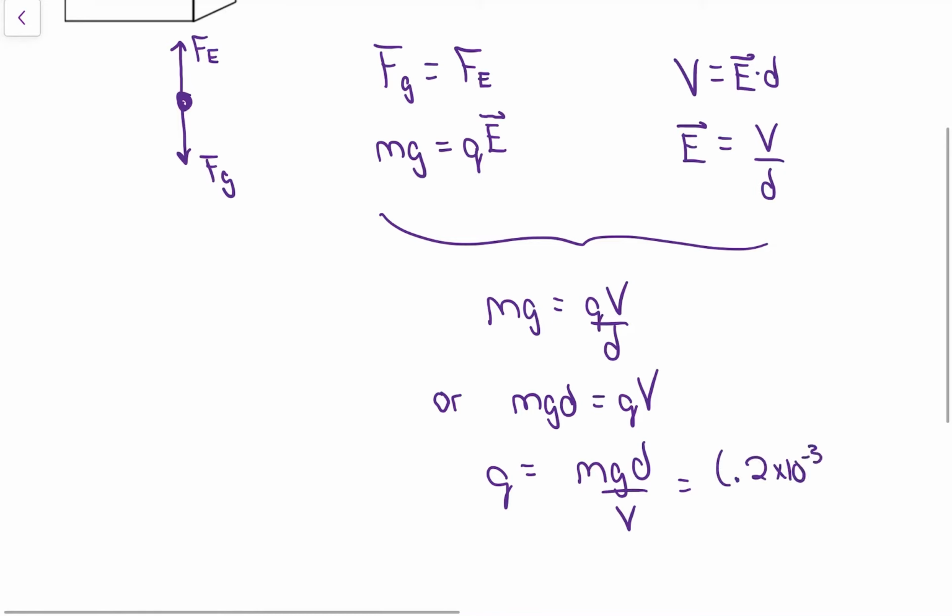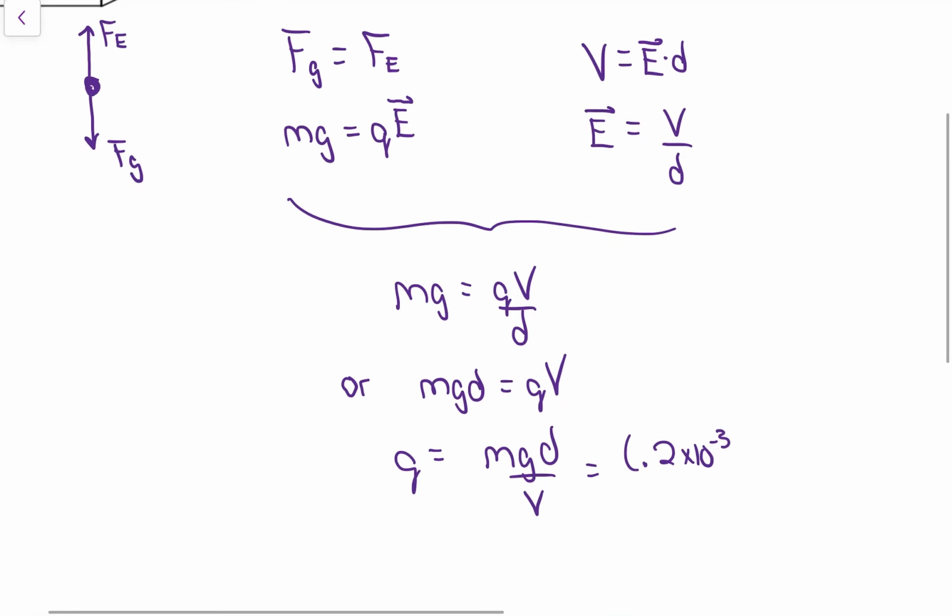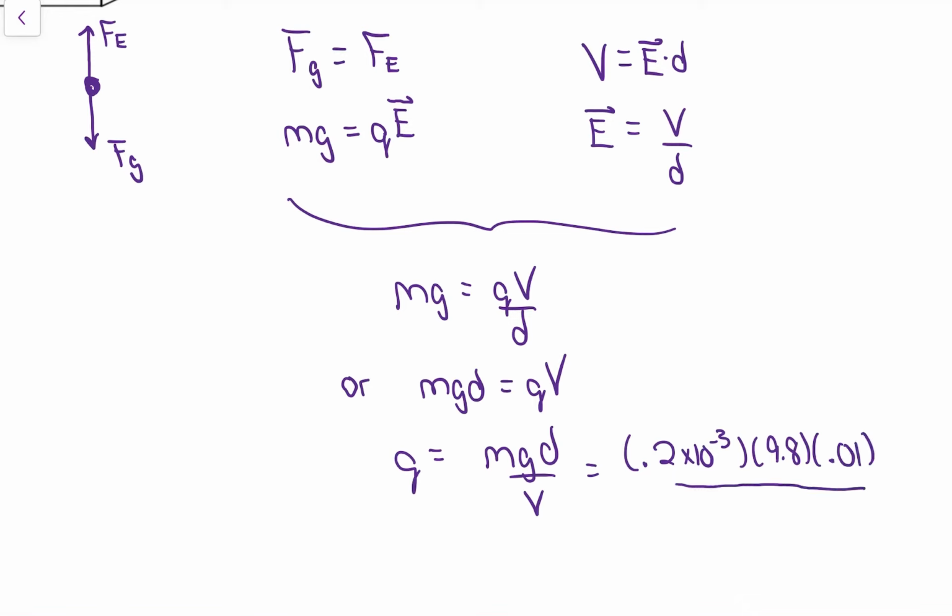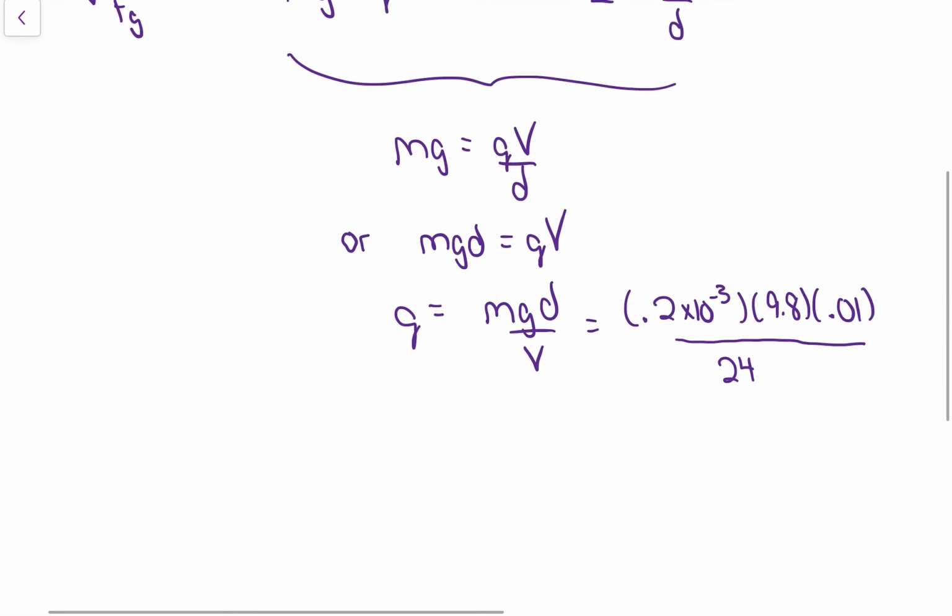0.2 grams is 2 times 10 to the negative 4 kilograms, or 0.2 times 10 to the negative 3. G is 9.8. The D was 1 centimeter, so that's 0.01. All over the volts I made up was 24. Multiplying that out, dividing that out, we get a charge of 8.2 times 10 to the negative 7.